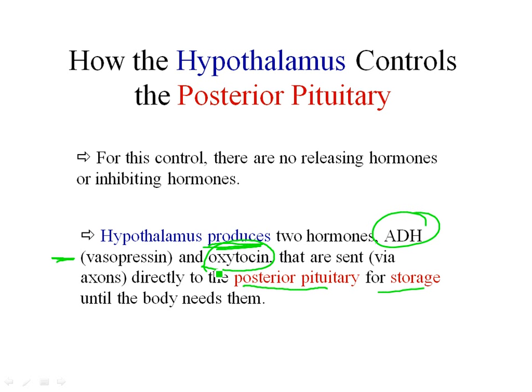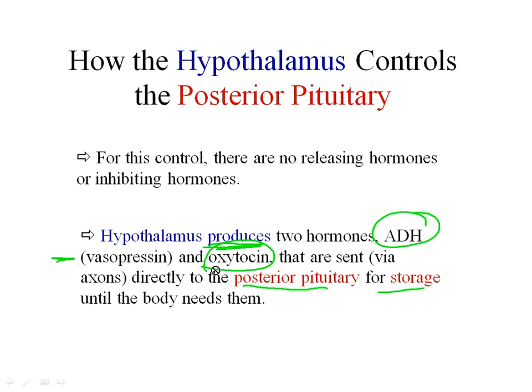Antidiuretic hormone, antidiuretic. What does a diuretic do? A diuretic makes you pee, right? So an antidiuretic causes you to retain water so that you urinate less. Oxytocin is going to have several important functions, but one of the main functions is to cause smooth muscle contraction during childbirth.